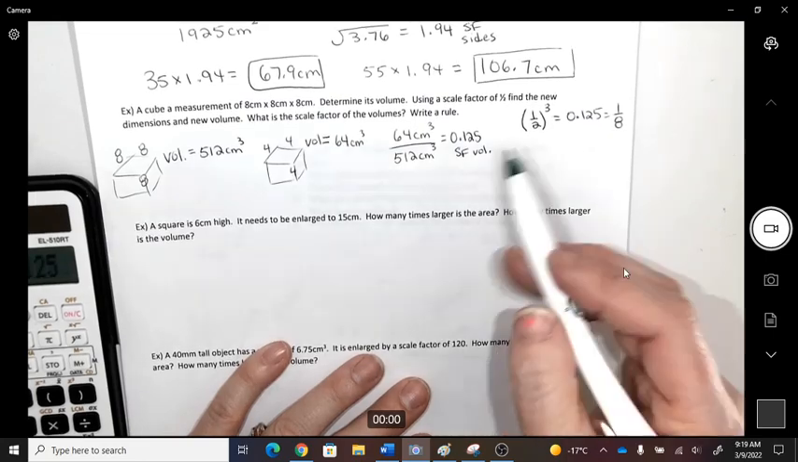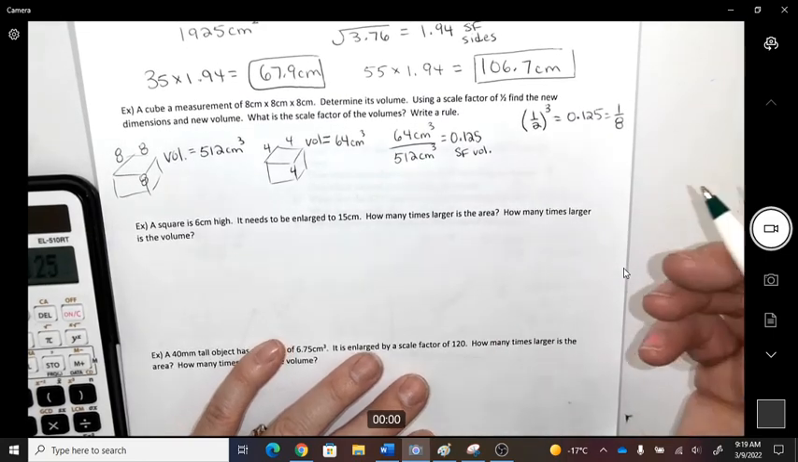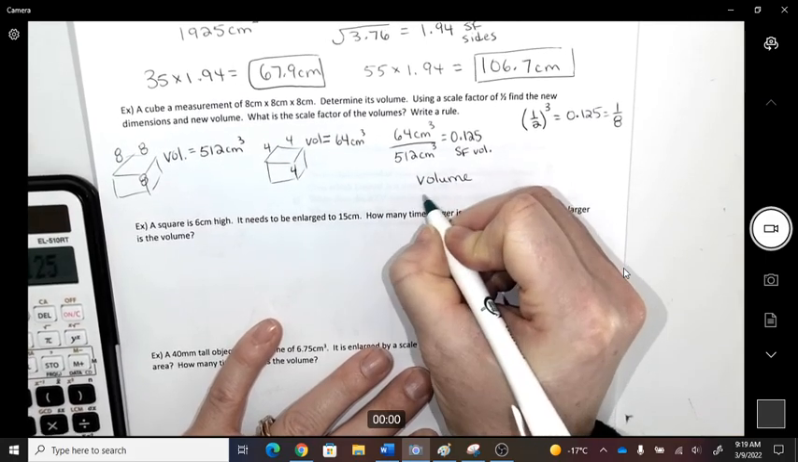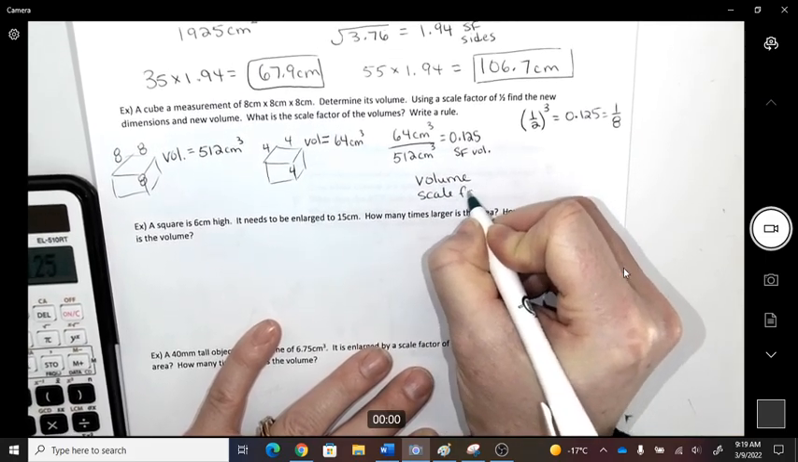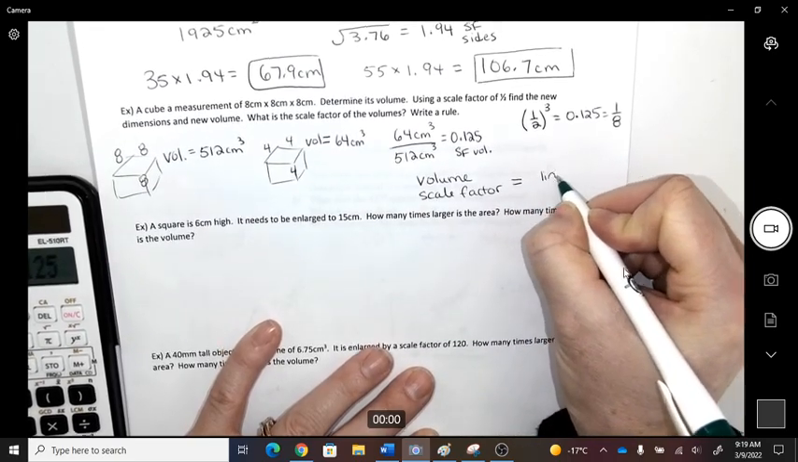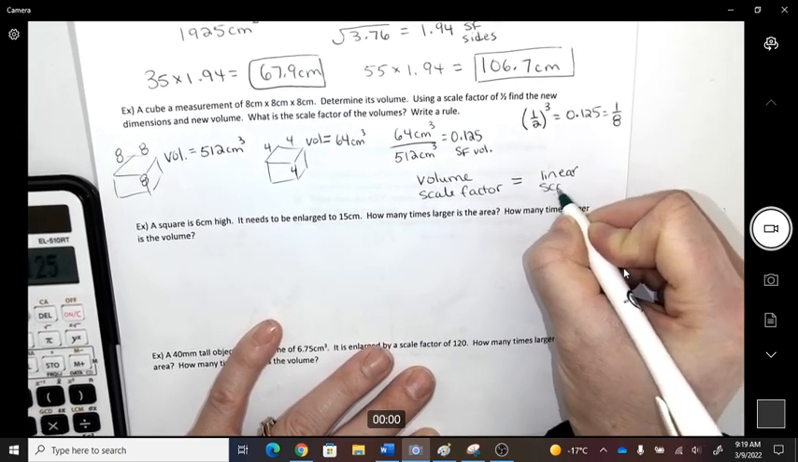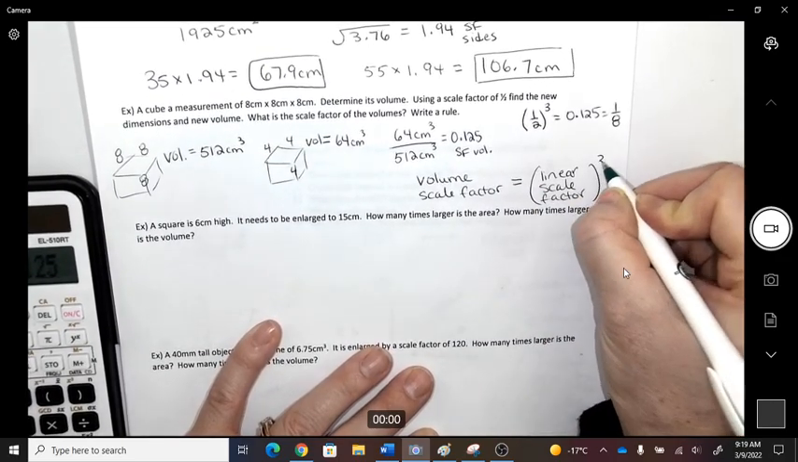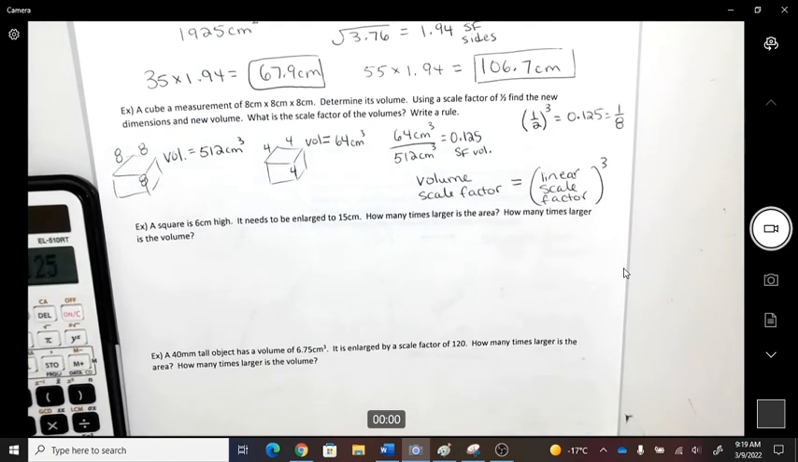Okay, so if we want to write a rule, the volume scale factor equals the linear scale factor cubed. Okay? So area changes according to the sides squaring, and volume changes according to the sides cubing.